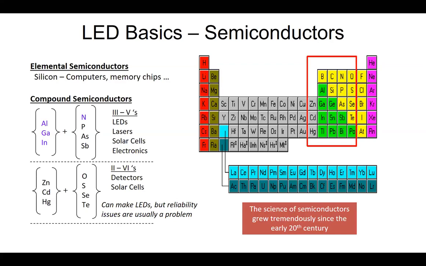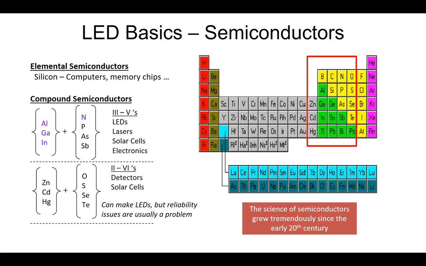So for example, in the compound semiconductors, I can pick the element gallium, and I can combine that with nitrogen and make gallium nitride. Gallium nitride is the base semiconductor compound used for making blue light-emitting diodes. And typically to make them blue or to make them UV, I would put varying amounts of aluminum and indium into the gallium nitride to make what we would call an aluminum indium gallium nitride alloy. And that's how I make a blue LED.